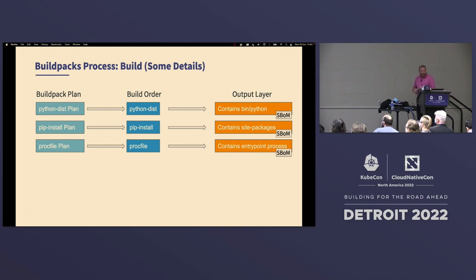So in this particular case, there's a Python distribution buildpack that contributes a CPython runtime as a layer to the image. There's a pip install buildpack that's going to contribute at least a layer containing the application dependencies, probably some caching stuff as well, which I'm completely ignoring right now. And then there's the Procfile buildpack, which contributes a layer containing the entry point to the application. And in all cases, a full software bill of materials is provided for each layer.